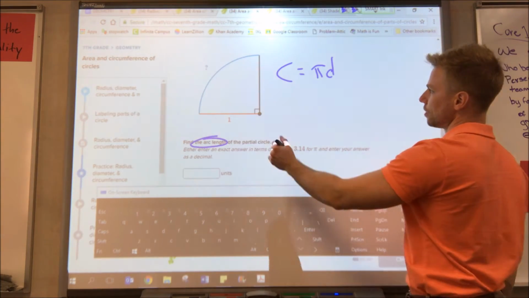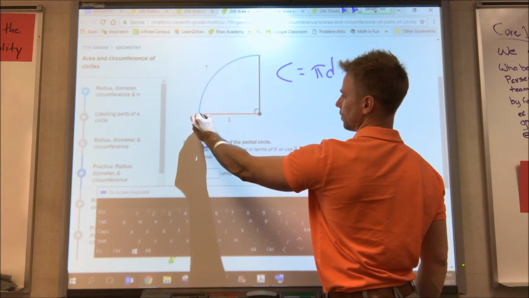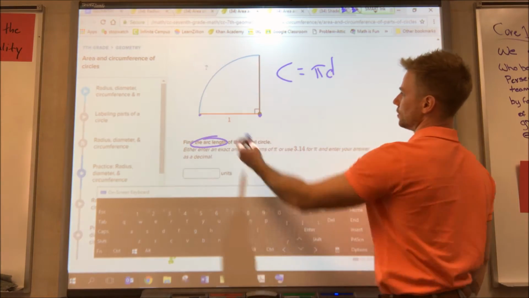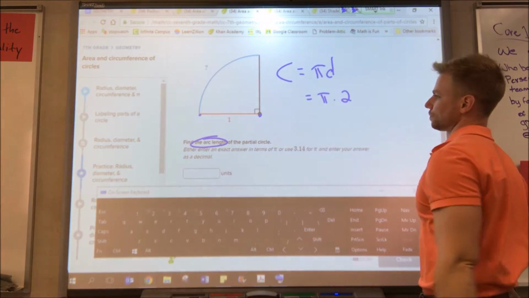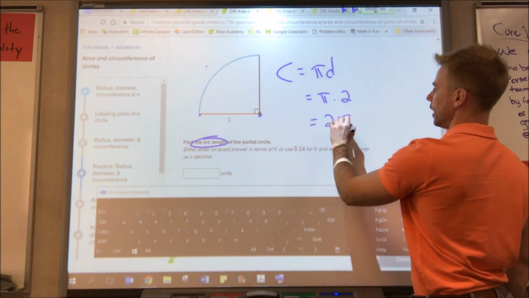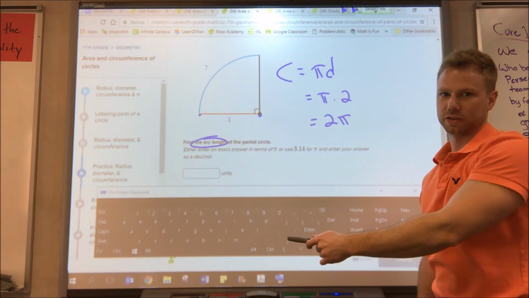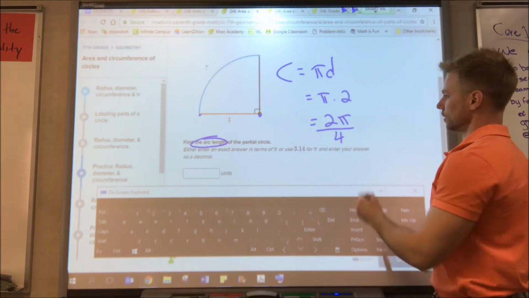All right, our radius is 1, because this is going from the outside of the circle to the center. If that's 1, then our diameter would be twice as long, which would be 2. So the whole circumference would be 2 pi. Now we only want a fourth of that, because that's all of the circle that we have. So we would divide that by 4.